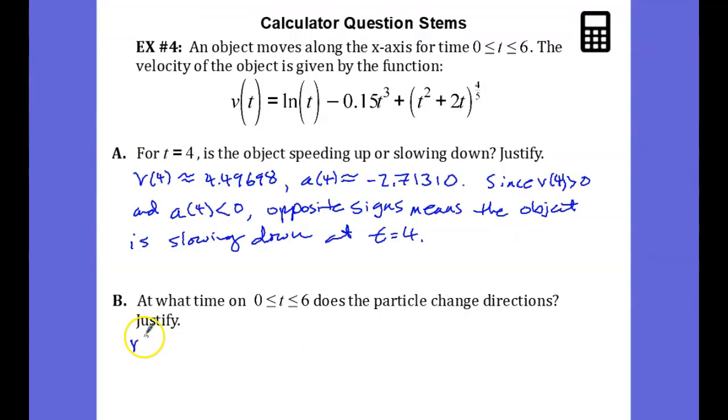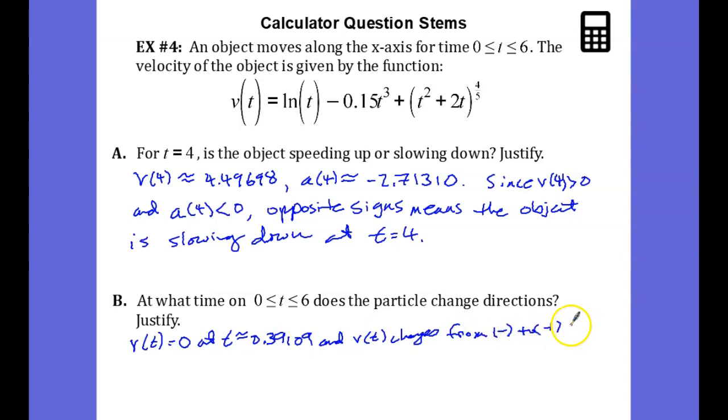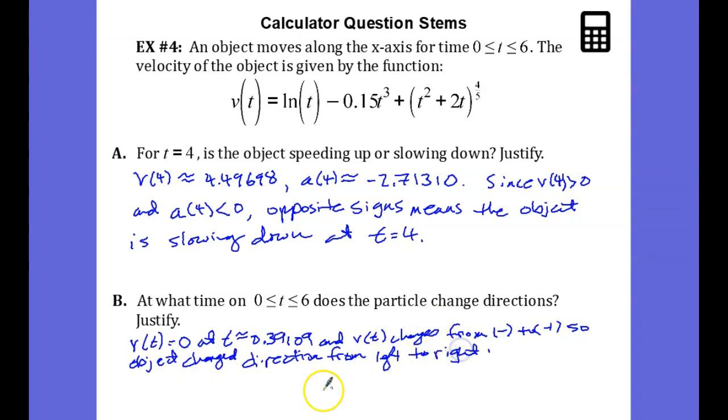So let's write this up. So v of t is equal to 0 at t is approximately 0.39109, and v of t changes from negative to positive. So the object changes direction from left to right. Okay, but that's just half of the story.